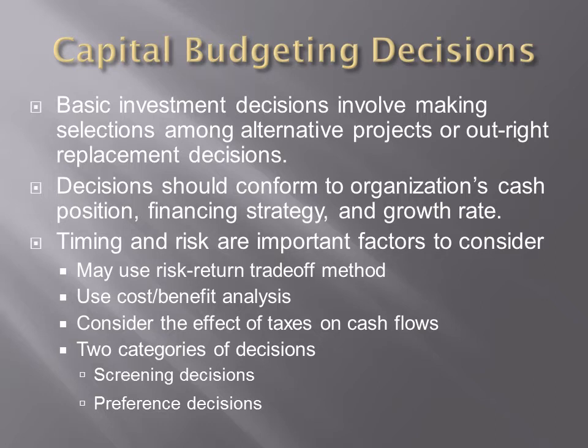Those two categories are, one, a screening decision, and two, a preference decision. The screening decision says, I'm going to look at a few alternatives, and I'm going to choose the best, most financially feasible alternative amongst those alternatives. And the preference decision says, we're going to choose one decision over another for reasons that may or may not be the most sound financial decision.